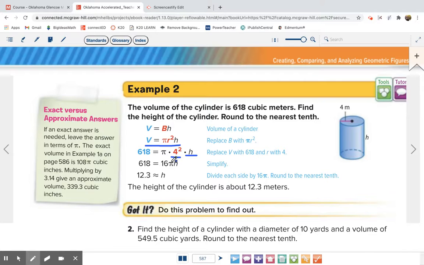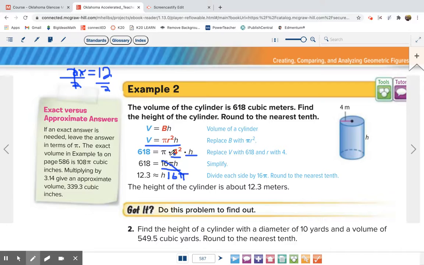Now, pi is a number, so this looks confusing, but this is no different than when we had, for example, 2x equals 12. To solve for x here, we would divide both sides by 2. It's the same thing. Pi is a number. So, to get h by itself, I'm going to divide both sides of that equal sign by 16 pi to cancel it.